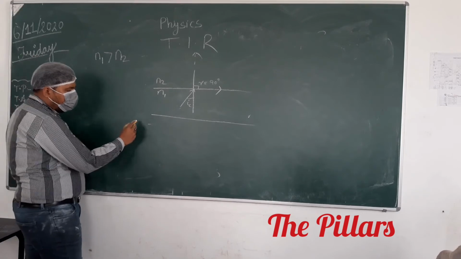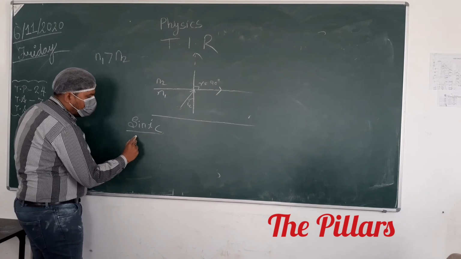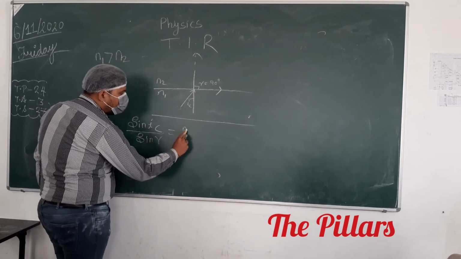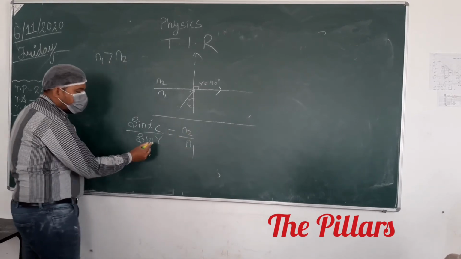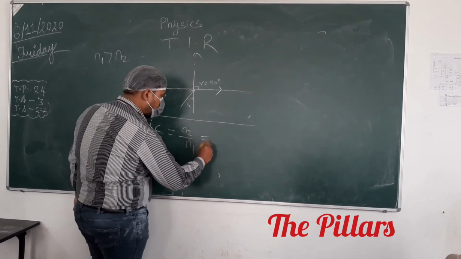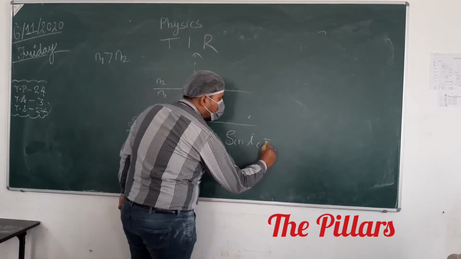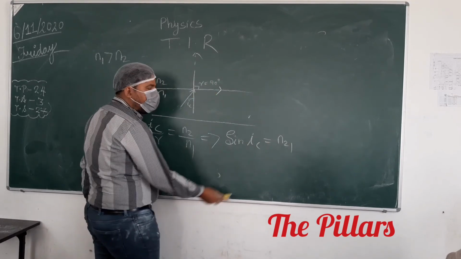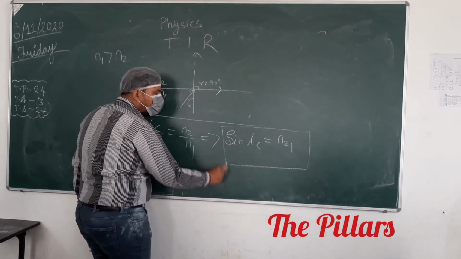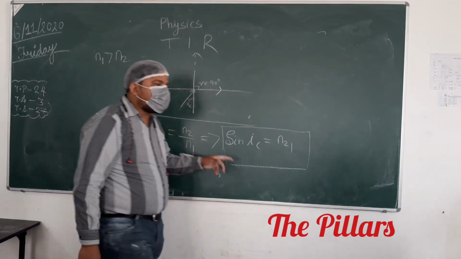So we can write sin IC upon sin R is equal to N2 upon N1. What is the value of sin R in this case? Sin 90 is 1. So we can write sin IC is equal to N21, the refractive index of medium 2 with respect to 1. So this is the value of the critical angle also. Using this relation we can calculate the critical angle for a given medium.